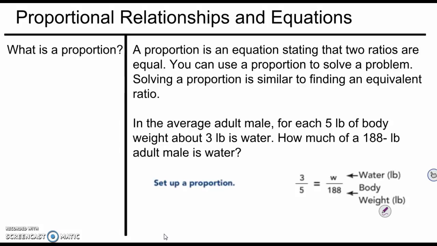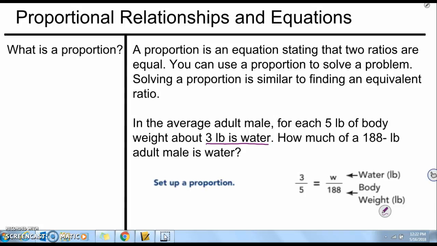To solve, we're going to set up a proportion. We have our water in pounds over our body weight in pounds. So our ratio is 3 pounds of water over 5 pounds of body weight. And we set that equal to W, which is our missing variable, over a 188-pound adult male. So we want to figure out how much water is in a 188-pound adult male. In order to solve this proportion, we're going to cross multiply and set up an equation.